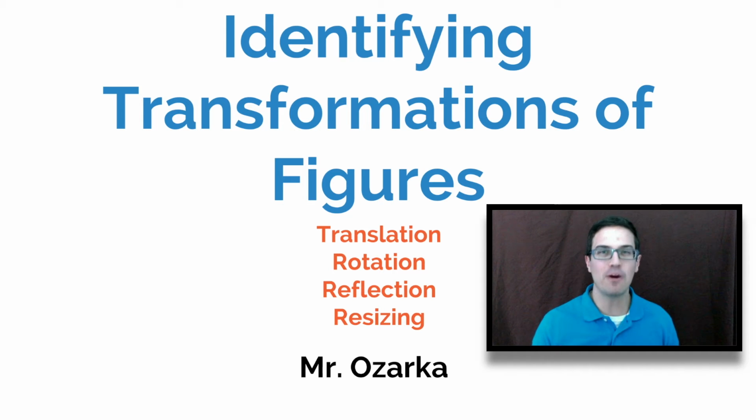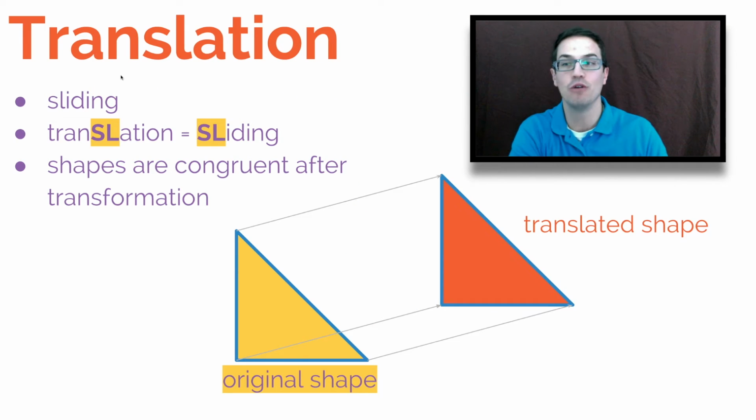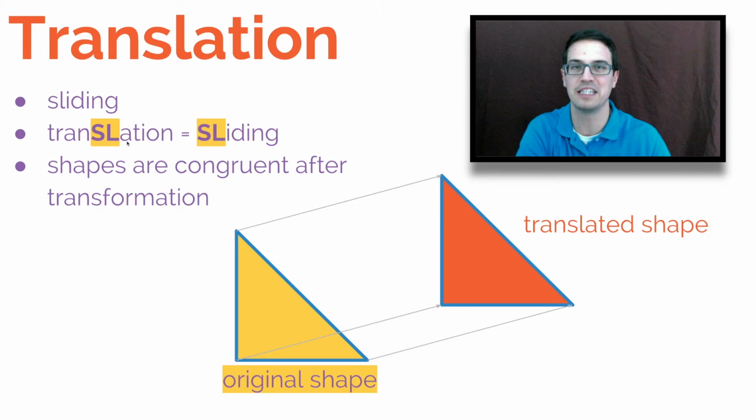Alright, so this is a video about identifying transformation of figures. Basically, the transformations that we're going to be going over are translation, rotation, reflection, and resizing. So the first one we're going to go over is translation, which basically is just the sliding of a shape. An easy way to remember this: we have this SL in translation, and it's equal to sliding. So we have that SL here, and then we have the SL here, so it's kind of an easy way to remember that translation means sliding.